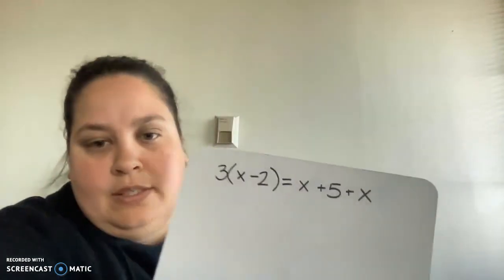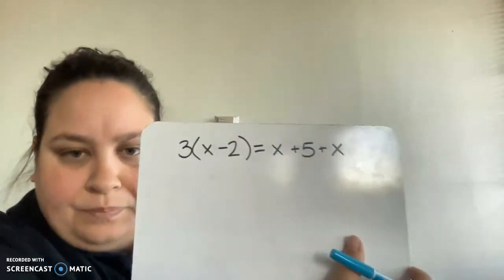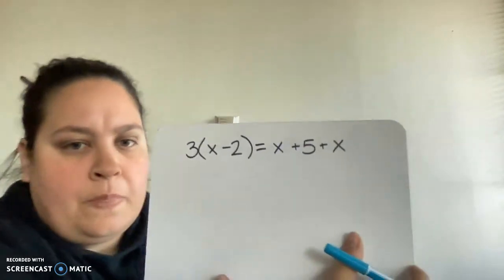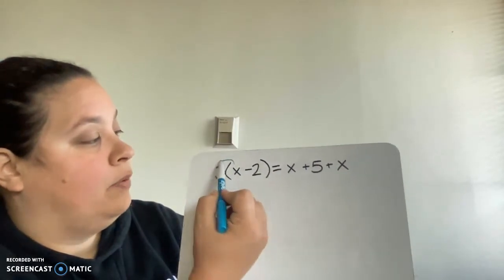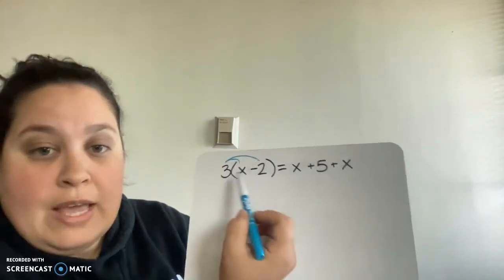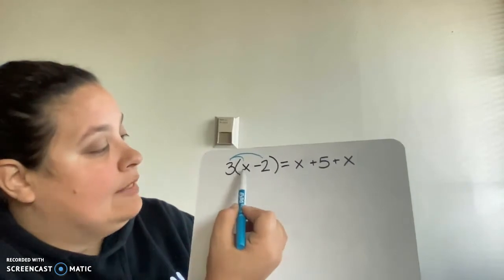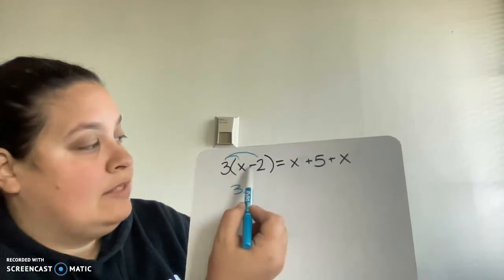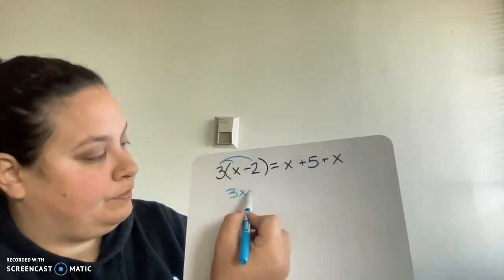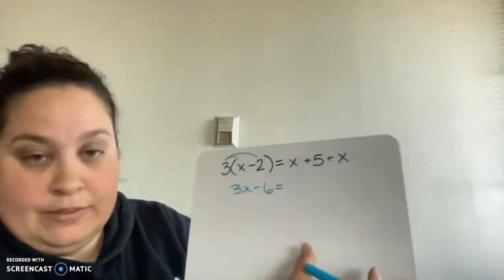All right, last problem, and again, we're getting more complicated as we go each time. So our last problem is going to entail parentheses and multiple x's. So here's our last problem. Again, take a second, write it down. So we have parentheses first. We want to get rid of any parentheses first. The way we're going to do that is multiply. 3 times x, which is 3x, and 3 times negative 2, which is a negative 6.